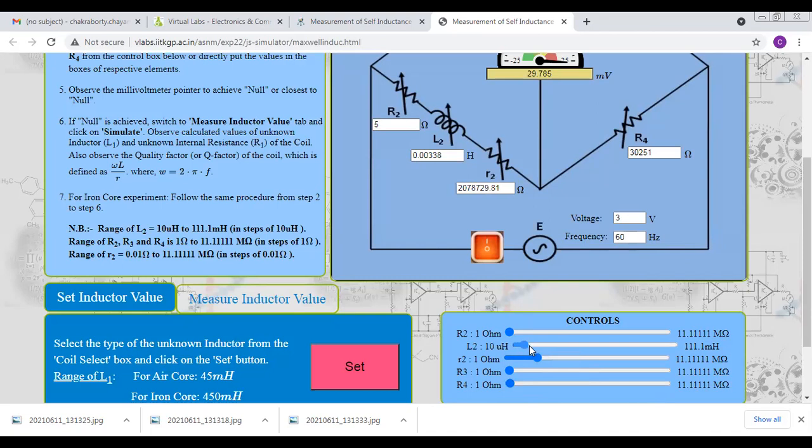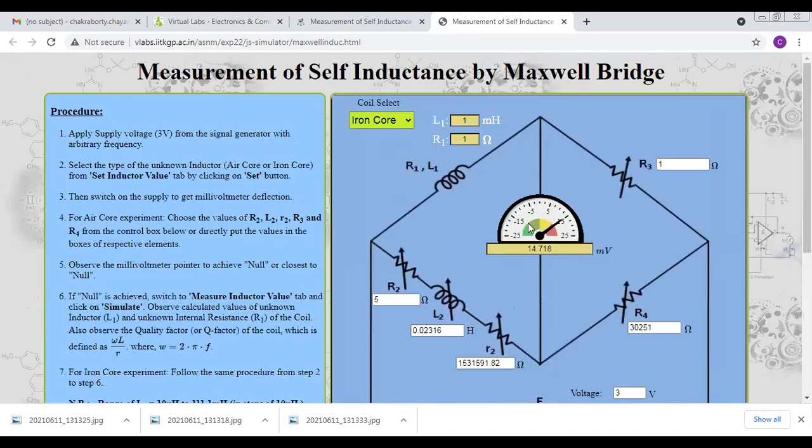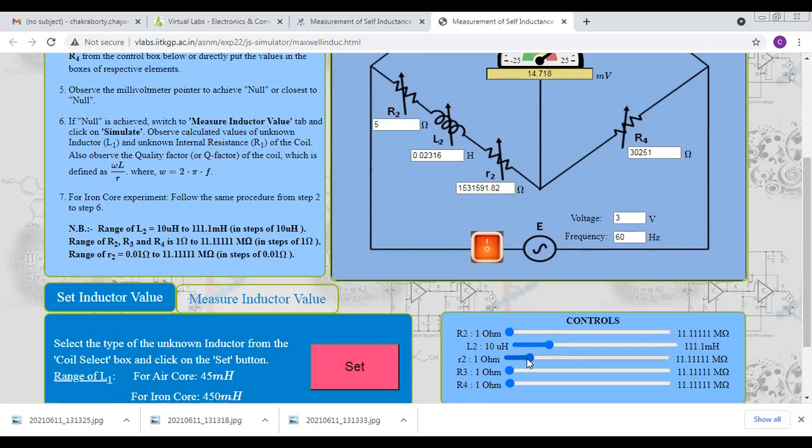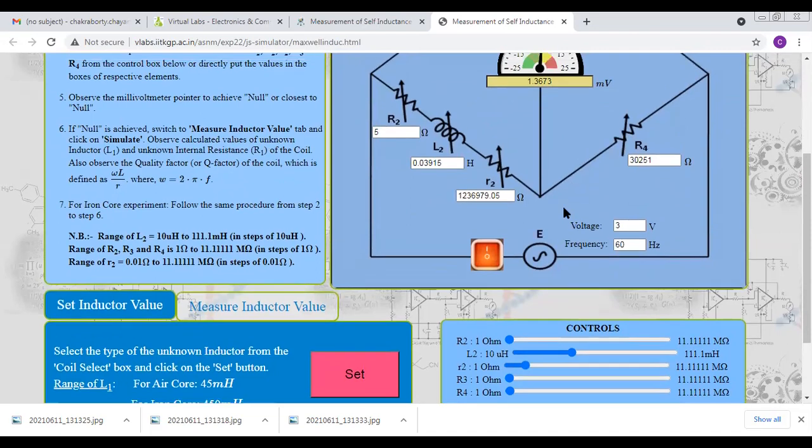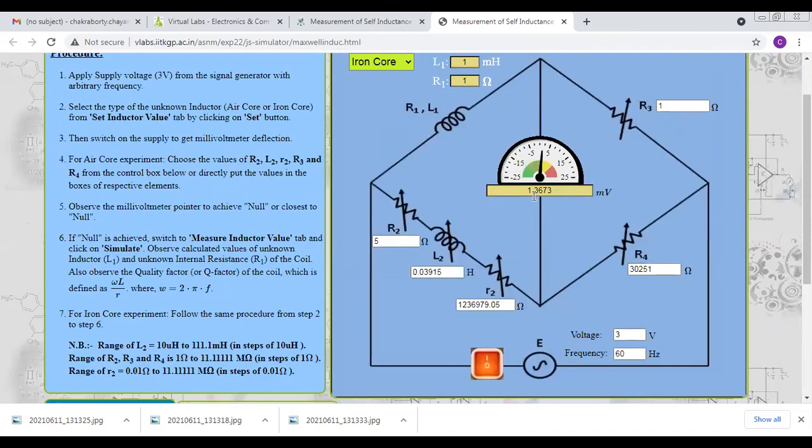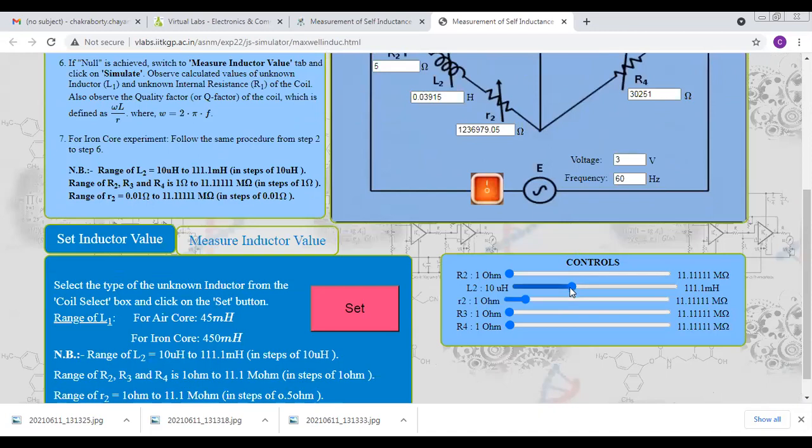Now I am changing L2. If I change L2, nothing happens. Again changing. This is 14. Look, the pointer is coming at this moment. Okay, I am changing here. This is 3, this is 3.5. Again change. So 3, this is 1. Again I am changing this. Look, this tends to 0, meaning 1 point. Here getting 0 is very difficult.